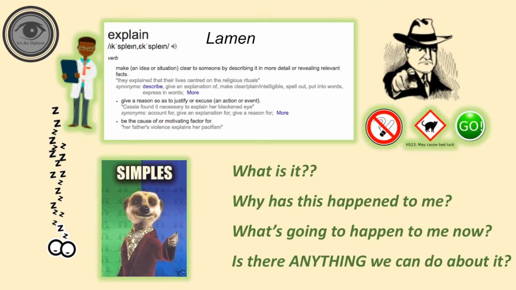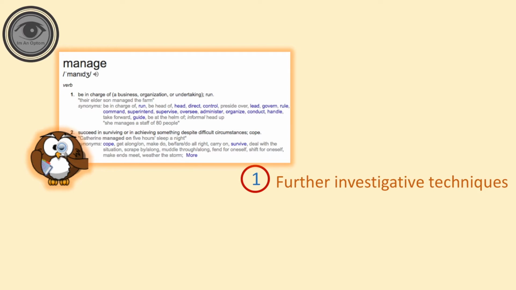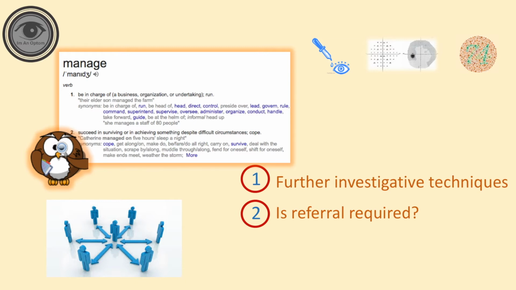For management, there are four main things to think about for most diseases. And these are: are there any further tests that I should do? So is dilation required? What about visual fields tests or colour vision tests, etc? Do I need to refer for this condition? If so, then to whom and how urgently do they need to be seen?